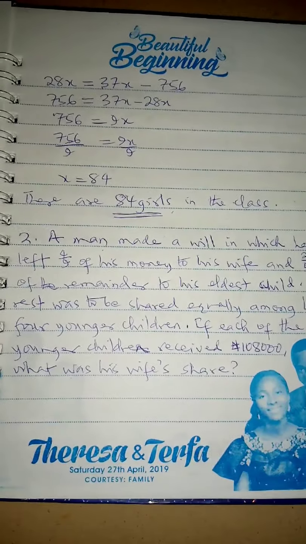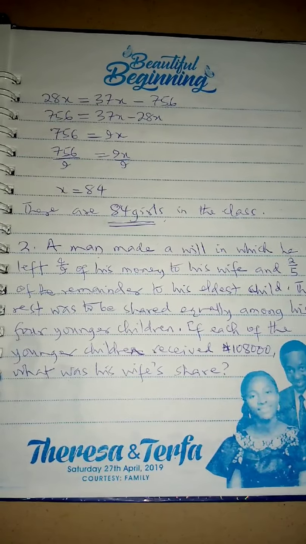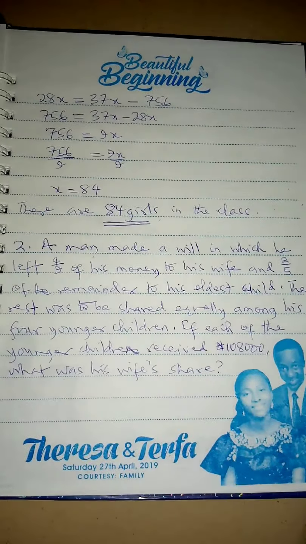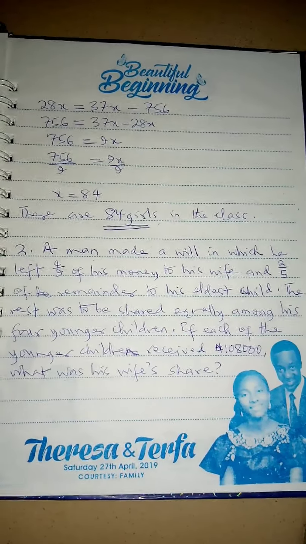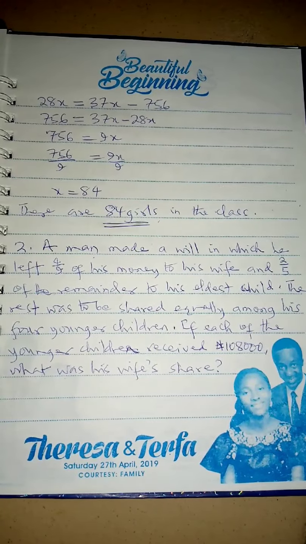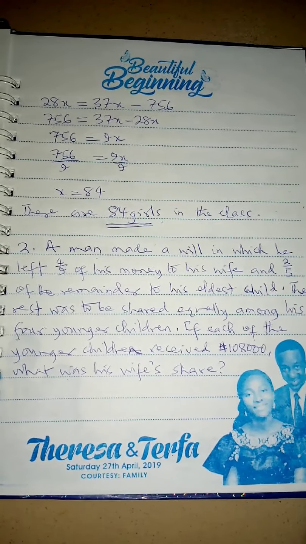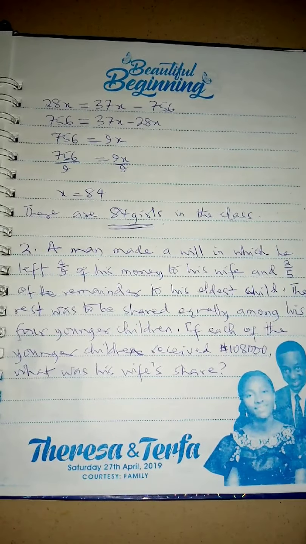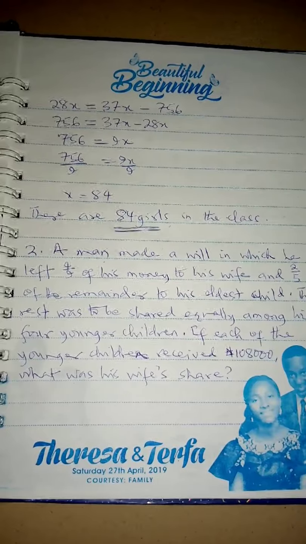Another one: a man made a will in which he left 4/9 of his money to his wife and 2/5 of the remainder to his eldest child. The rest was to be shared equally among his 4 younger children. If each of the younger children received 108,000 naira, what was his wife's share?